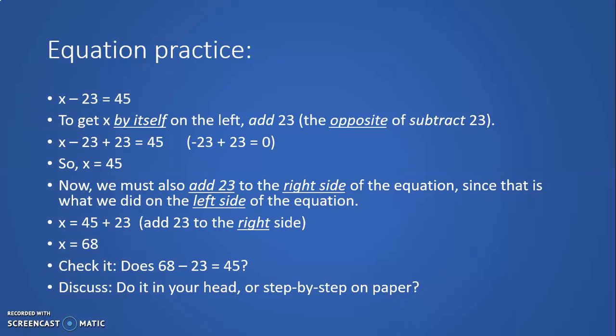Now we must also add 23 to the right side of the equation, since that is what we did on the left side of the equation. So let's do that now. x equals 45 plus 23. We're adding 23 to the right side. 45 plus 23 equals 68. So x equals 68. Check it.